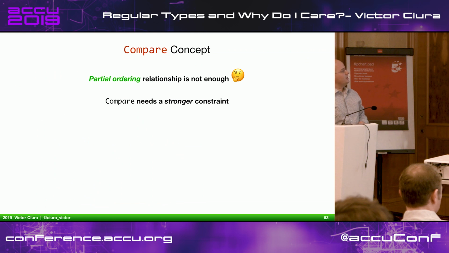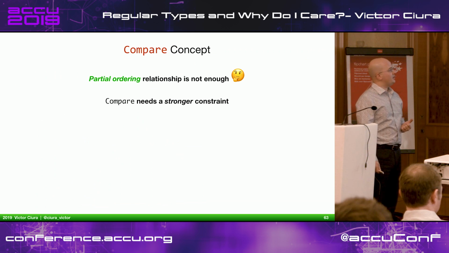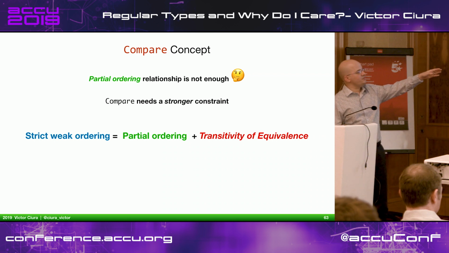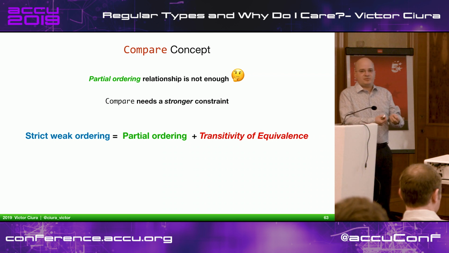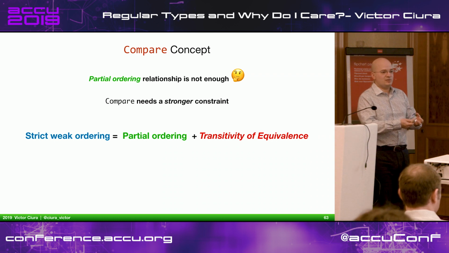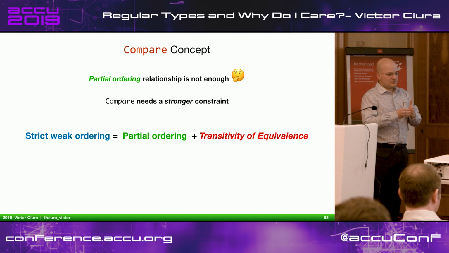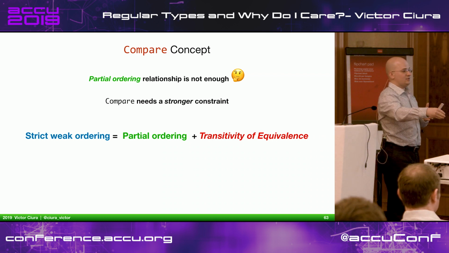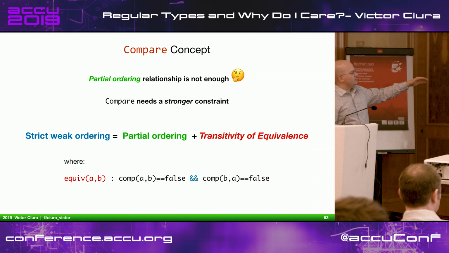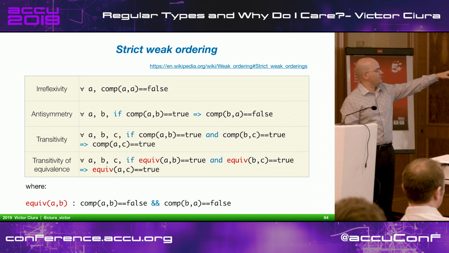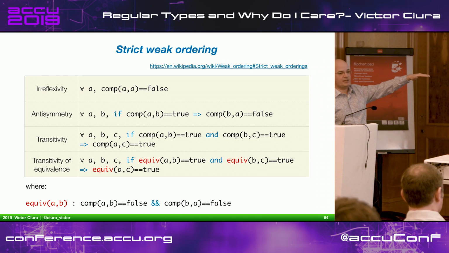Okay, so partial ordering seems not to be enough. Compare needs a stronger constraint. Let's see. The next available one will be partial ordering plus transitivity of equivalence, because we've seen equivalence creep up on us as we analyzed a very simple example with some numbers and points. So if we think about equivalence, we immediately have to think about transitivity. Does it have transitivity? Do we want that property? So if we define equivalence as we've seen before, comp A and B and comp B and A both being false at the same time, then we add one more row to our requirements table, and we say we want transitivity of equivalence, which means exactly as we think.